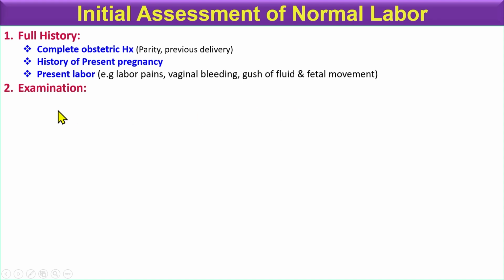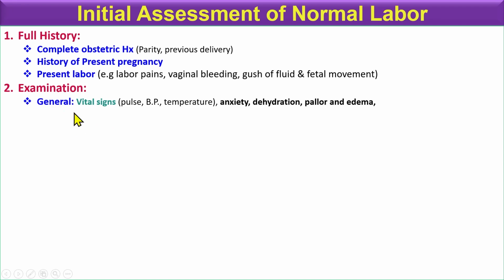Okay, and in the general examination, in vital signs: the pulse, the blood pressure, temperature, the anxiety, dehydration, pallor, and edema. So these are important because they help us see how the patient is coping throughout the labor with the doctors and the nurses. Okay, so anxiety, dehydration, pallor, edema. Abdominal examination starts with the inspection of the abdomen.